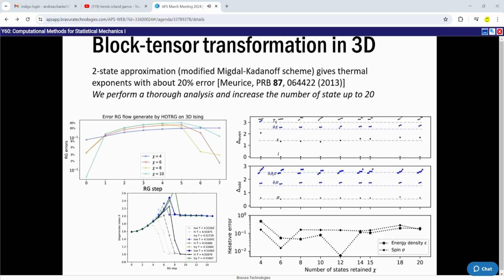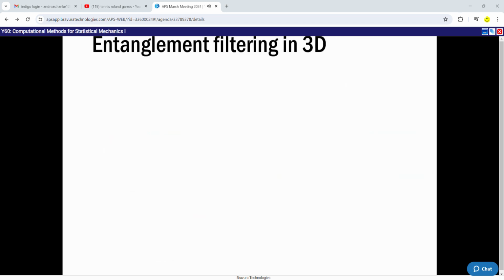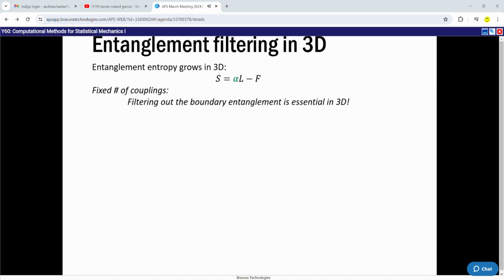So how to solve this behavior? The key is to again use the original idea of Levin and Nave by thinking about how the entanglement entropy scales. And in 3D, it scales linearly when you increase the size of the block. And this increase of entropy is inconsistent with the numerical practice of only keeping a constant number of couplings in your RG method.